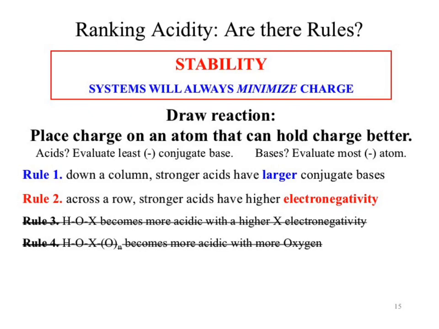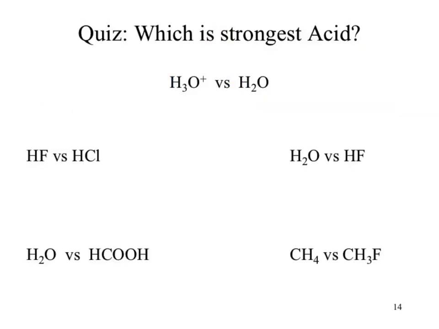Across a row, stronger acids have higher electronegativity. So if we doubled back and compared over here, H2O to HF, it's oxygen versus fluorine. Across that row, fluorine is more electronegative, so HF is the stronger acid. You got H3O plus and H2O right. That was neither of those rules. How'd you do that?